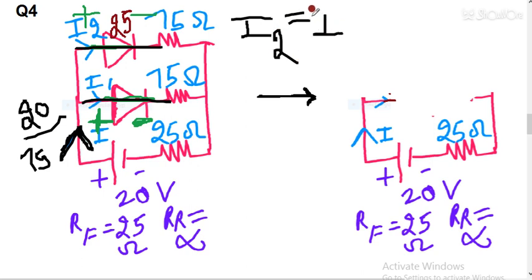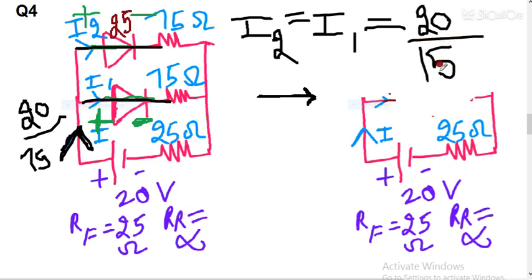But in the next video I will try the questions in which I1 and I2 will have different values. So here I2 is equal to I1 because the two resistances are equal. We will take half of the total, so 20 by 150 will be the answer. So 20 by 150 will be the answer for this one.